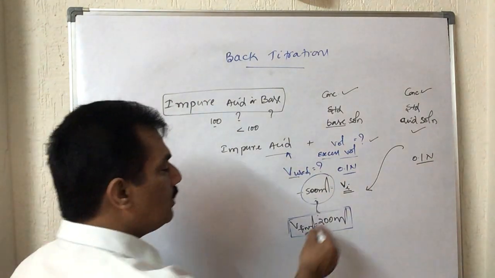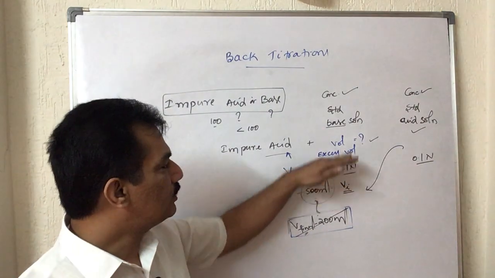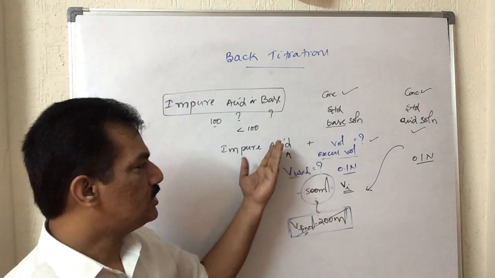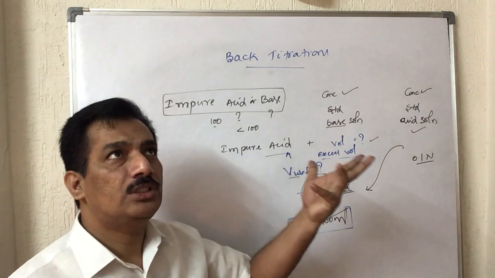And now it is not known; only for your convenience I am giving that value. Only up to this we know it is a 0.1 normal solution, and 500 ml is used for the titration of this excess, and how much is remained.